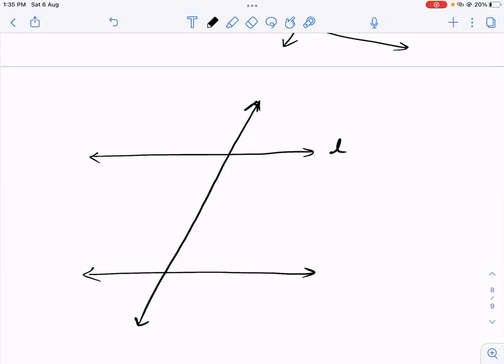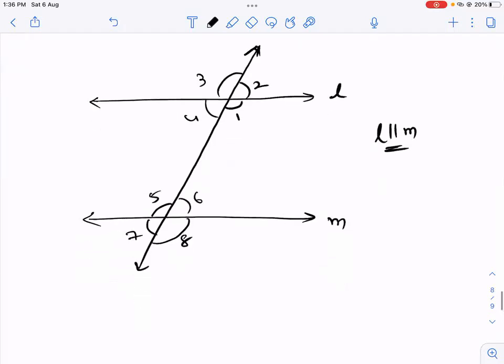Okay. You see, there are two lines L and M which are parallel to each other. L is parallel to M. Then there are different angles that you can define. I'll label them 1, 2, 3, and 4, and 5, 6, 7, and 8. So you have different angles which you can say are the same, or they have a certain relation between them.